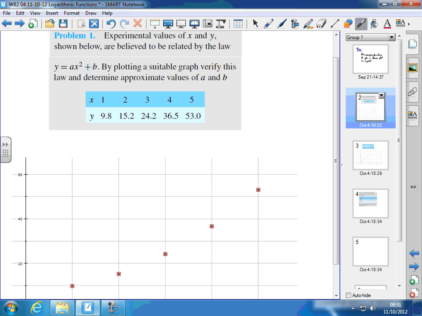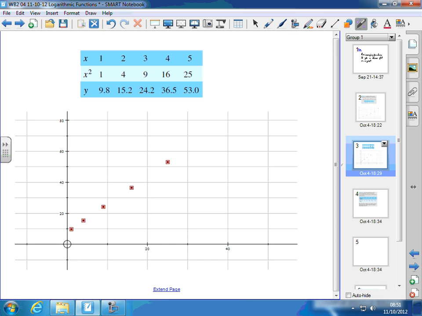So if you think it is an x squared relationship by plotting this graph and getting the curve, you then plot a second graph. If I assume this is an x squared relationship, instead of plotting y against x, I plot y against x squared, which is my guess. If I'd guessed it was an x cubed relationship, I'd plot y against x cubed, and so on. And then if my guess is correct, I'll get a straight line.